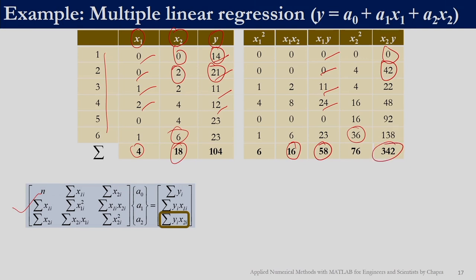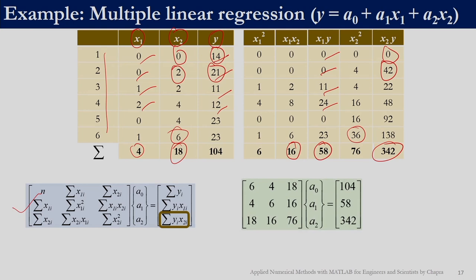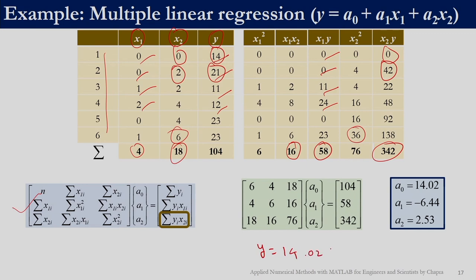So now we have all the values. If we plug them in, these are three linear equations in three unknowns. If we solve this, we get these coefficients: a naught is equal to 14.02, a1 is equal to -6.44, and a2 is equal to 2.53. So our model is y is equal to a naught, 14.02, plus a1, which is -6.44, into x1, plus a2, 2.53, into x2, right.